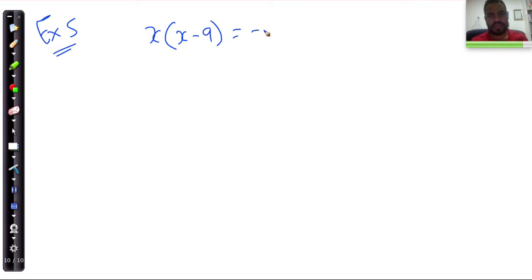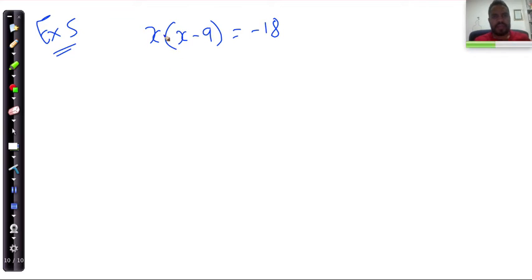Look at example number 5 now, so I'm going to put it up over there. And remember, you need to learn actively. You need to write while I write, or pause and play and rewind, and ensure that you understand the steps as we go through them. So I've got x into x minus 9 is equal to negative 18.